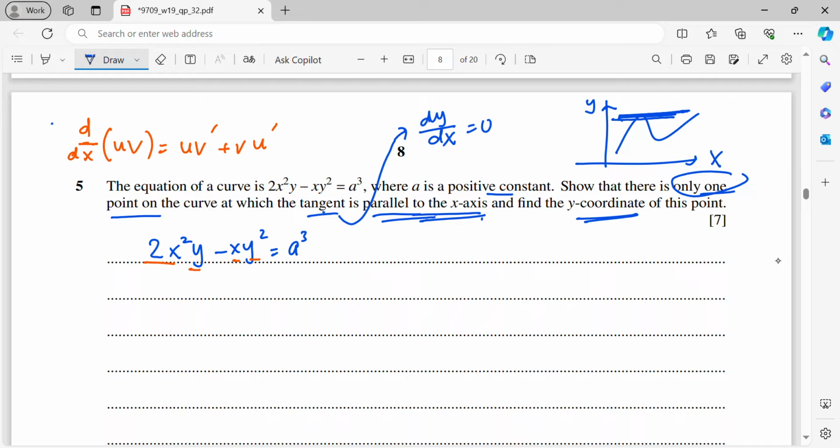So the first one is u. Okay, I will treat the 2x squared as u, the v is y, and then for the second term, the u is x and the v is y squared. So when I differentiate using this product rule, I will get 2x squared.